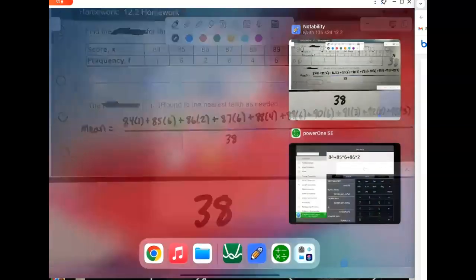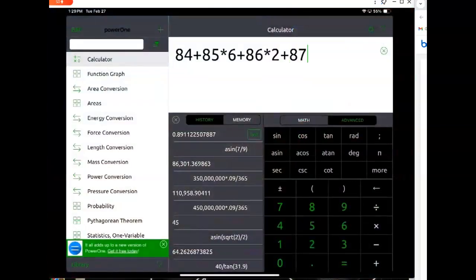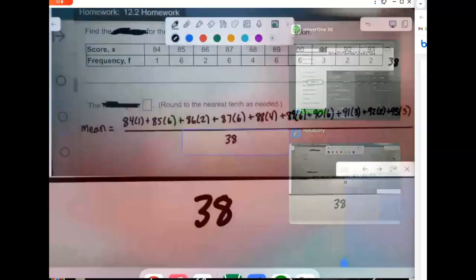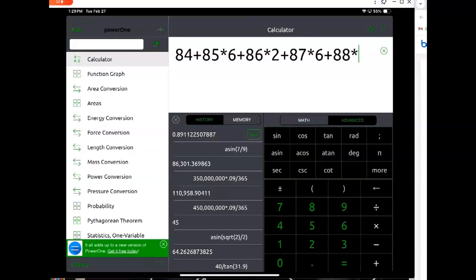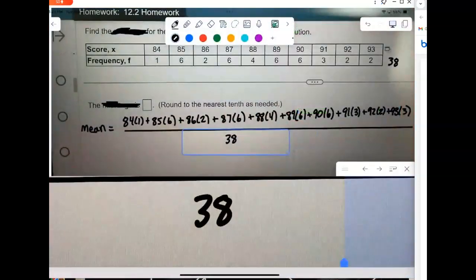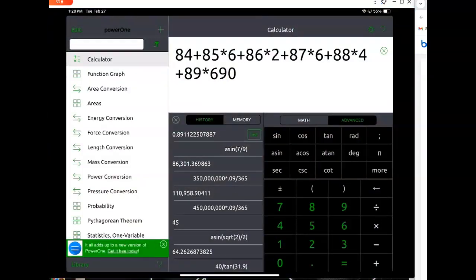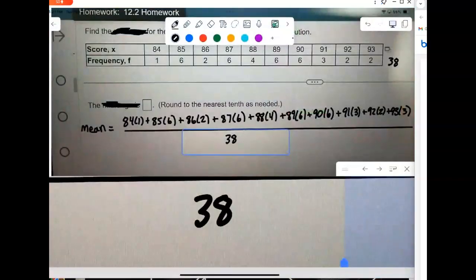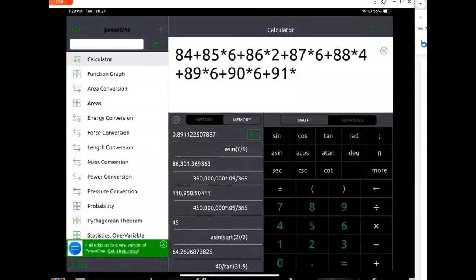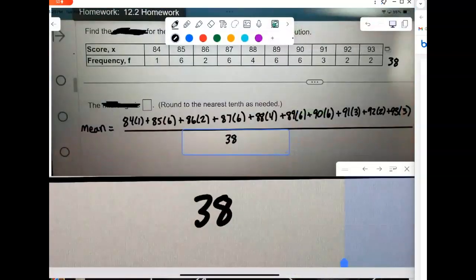86 times 2, 87 times 6, 88 times 4, plus 89 times 6, plus 90 times 6, plus 91 times 3, plus 92 times 2, plus 93 times 3.